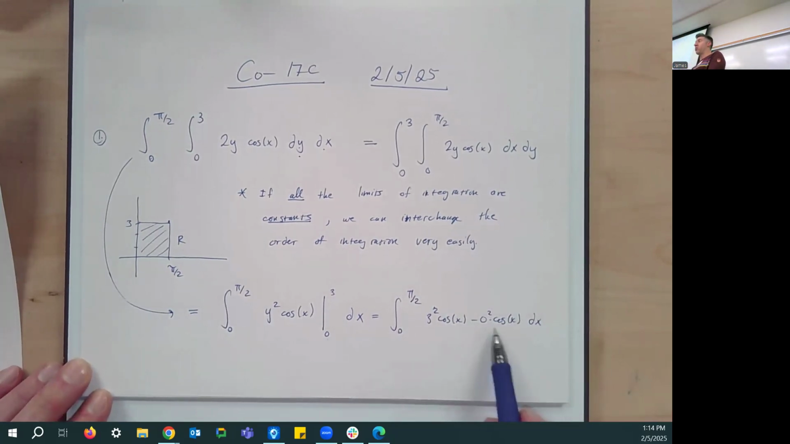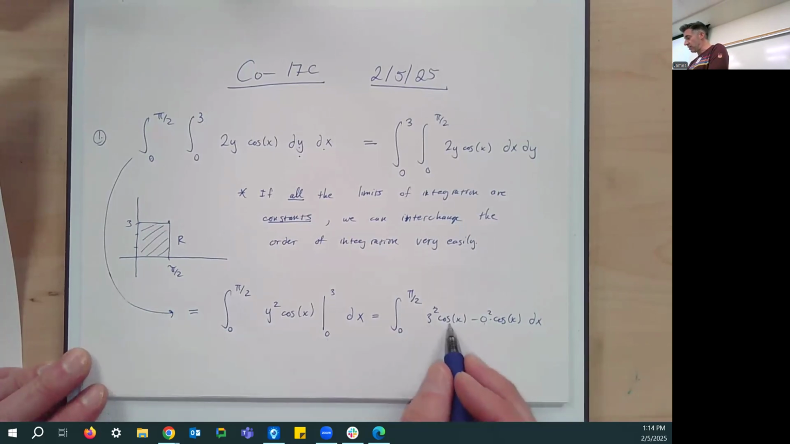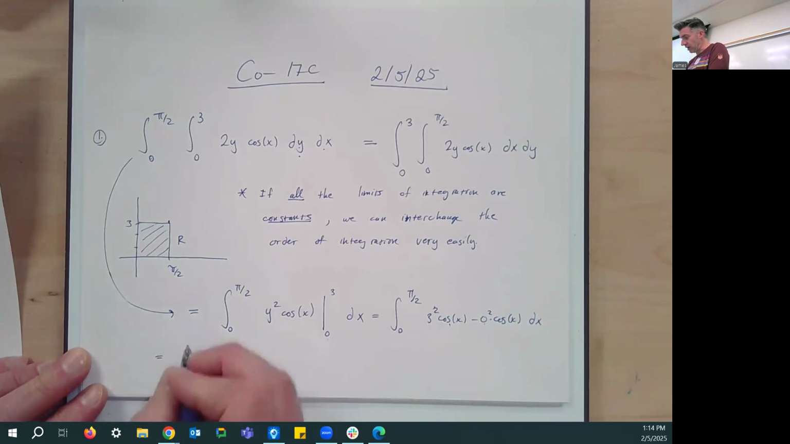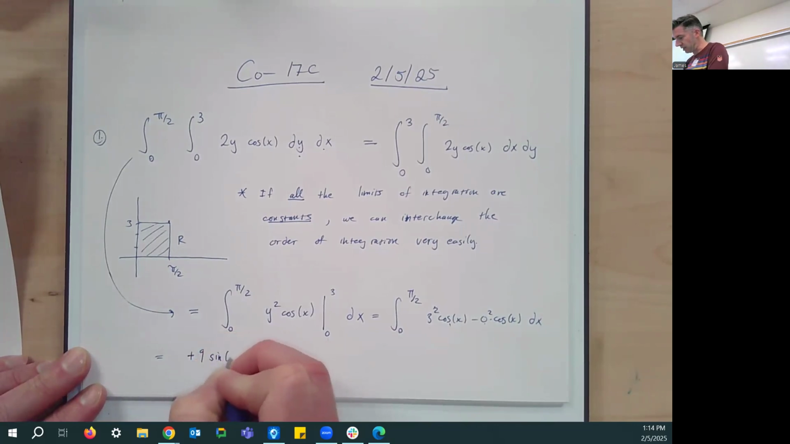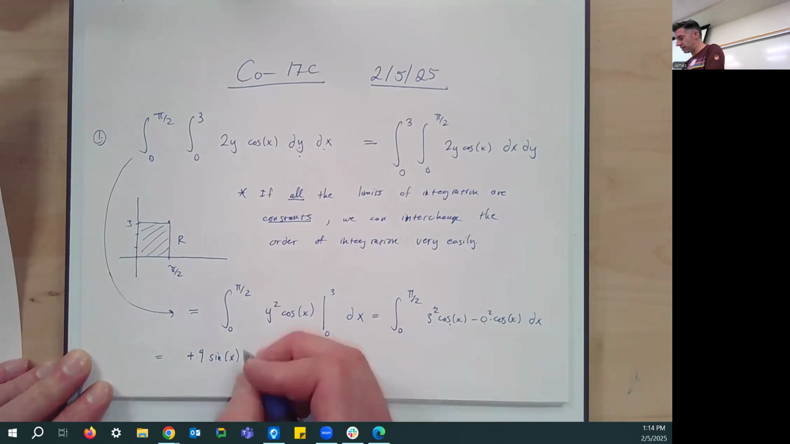Normally I wouldn't write that because I know it's supposed to be 0, but just so you know, if that wasn't a 0, like if it was a 1, you'd have 9 cosine x minus 1 cosine x, and you could combine those to get 8 cosine x. So we're integrating 9 times cosine of x. We get negative 9, sorry, positive 9 times sine of x. Apologies, I was taking the derivative there. So the antiderivative of 9 cosine x is 9 sine of x, evaluated from 0 to pi over 2.